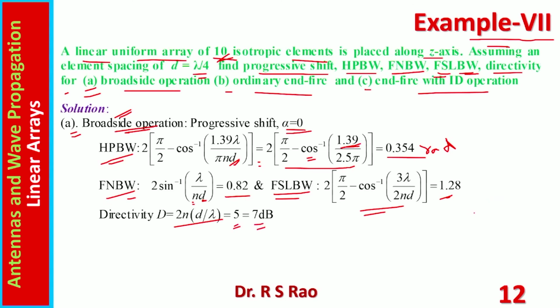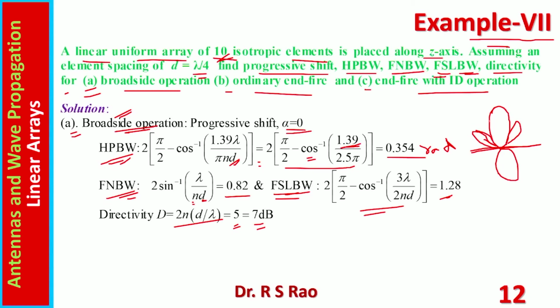Before going further, a small explanation for half power beam width, first null beam width, first side lobe beam width. Broadside operation means the pattern main lobe exists like this. This is the length of the array. This is the main lobe. It is surrounded by several side lobes. For the sake of simplicity, I have shown only 2 side lobes.